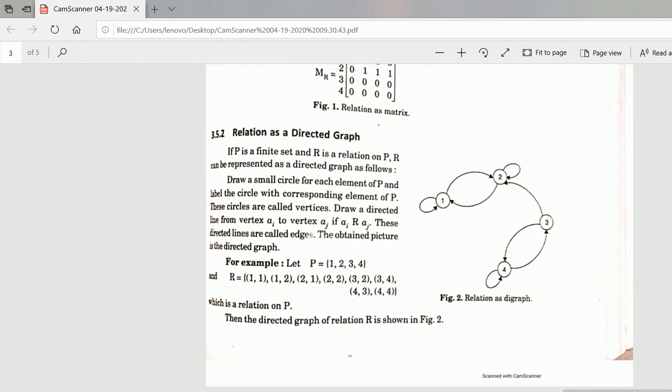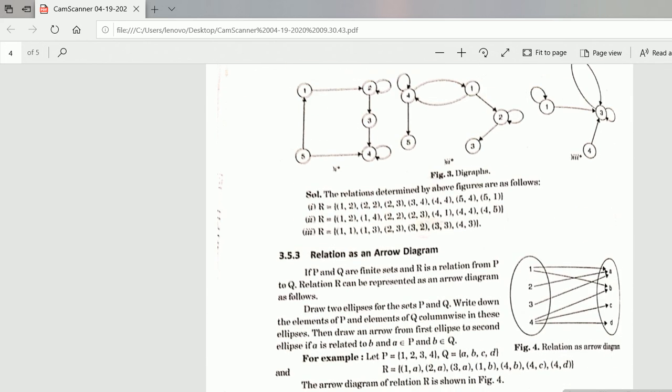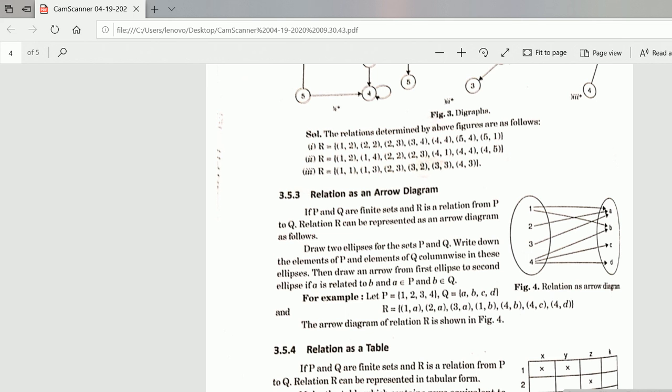Now so many things you can study. This one also, a very important one, is here, which you have already studied: relations as an arrow diagram. This you already know.